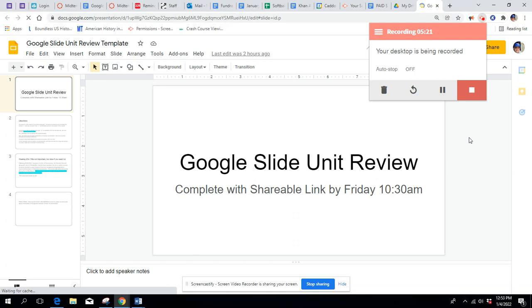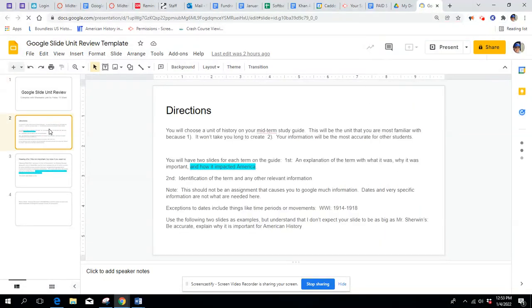So what you'll see is a template. Okay. So this is due by 10:30. What you'll do is your section has between 20 and 27 terms. Okay. What you'll do, you will create 2 slides for each one of those terms.